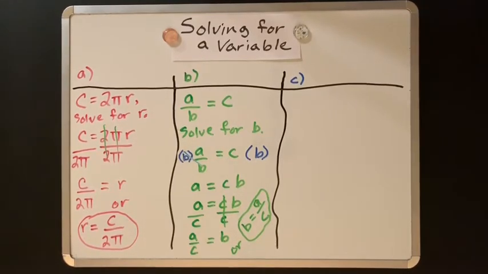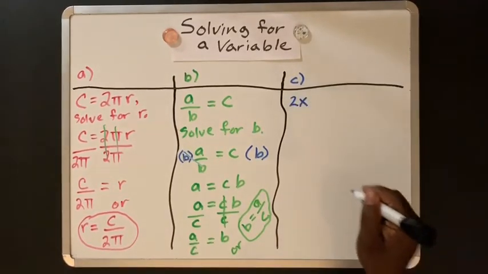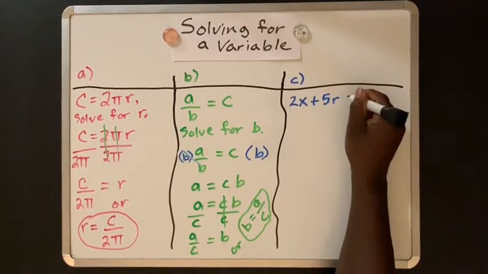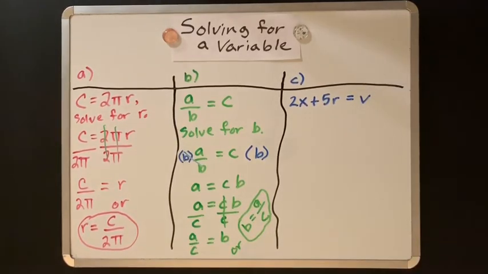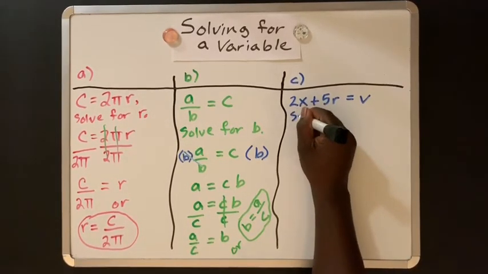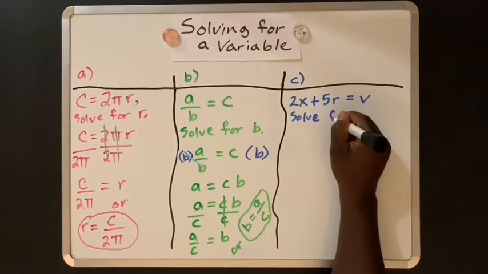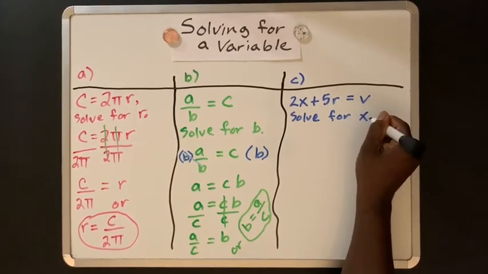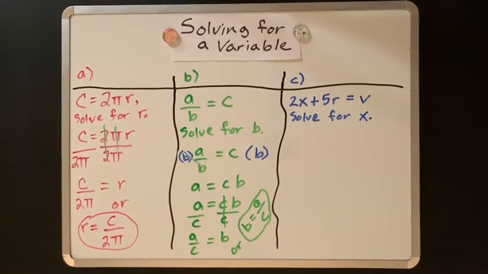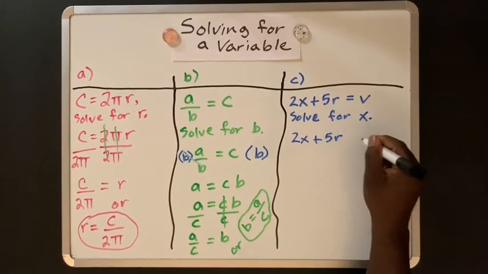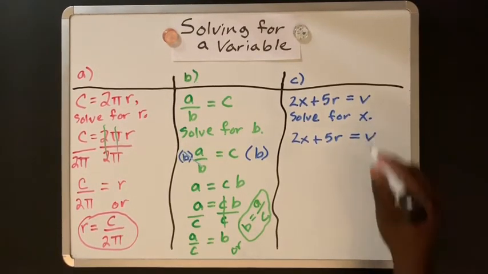All right, so here we have 2 times x plus 5 times r, and that equals v. In this case, we are solving for x. It wants us to solve for x. So first thing, let's go ahead and copy this equation and bring it down. 2 times x plus 5 times r equals v. And we're solving for x.